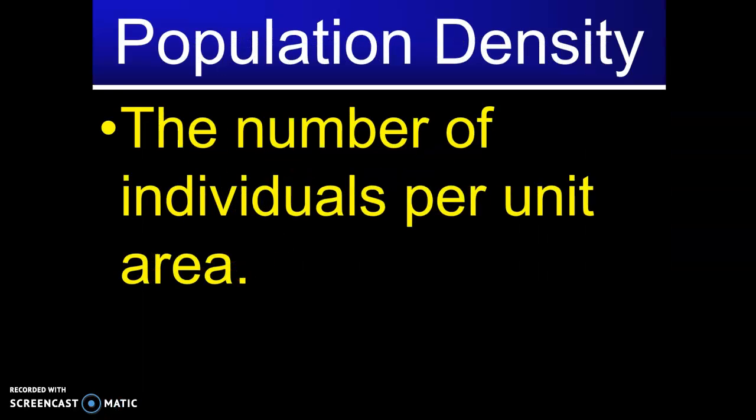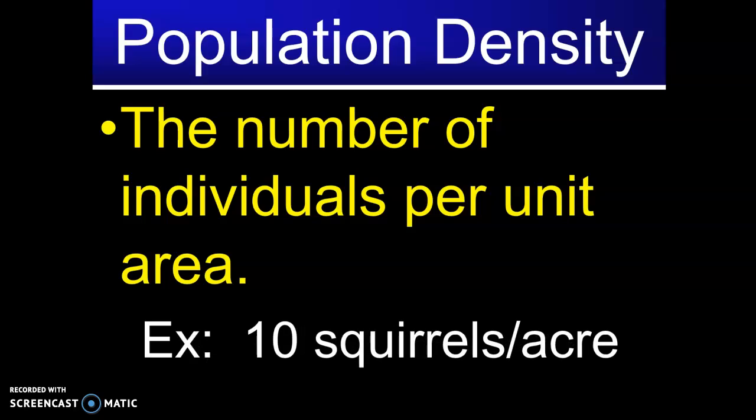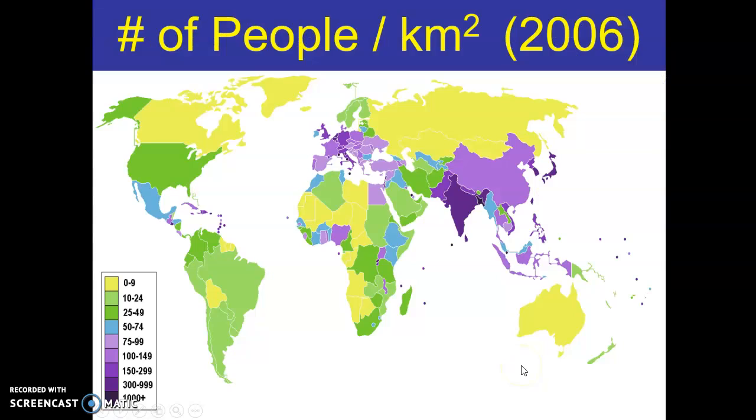Population density, this is the number of individuals per unit area. So again, it goes back to geographical distribution, where they're at. Population density is how many there are in that area. Okay, so for example, if we went in the back, like in your forest or in your backyard, there's 10 squirrels per acre. Usually you're going to see a number here when we're looking at density.